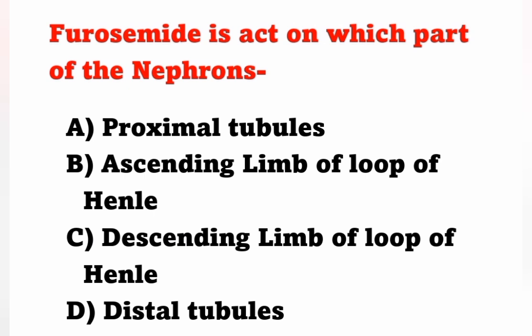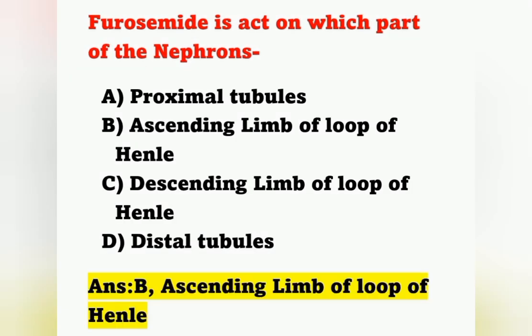Furosemide acts on which part of the nephron? Options: option A, proximal tubules; option B, ascending limb of loop of Henle; option C, descending limb of loop of Henle; and option D, distal tubules. And the correct answer is option B, ascending limb of loop of Henle. Furosemide is an example of loop diuretics. Diuretics usually help to reduce the fluid retention in the body, and also help to reduce swelling or edema in the body. Okay, furosemide acts on the ascending limb of loop of Henle.